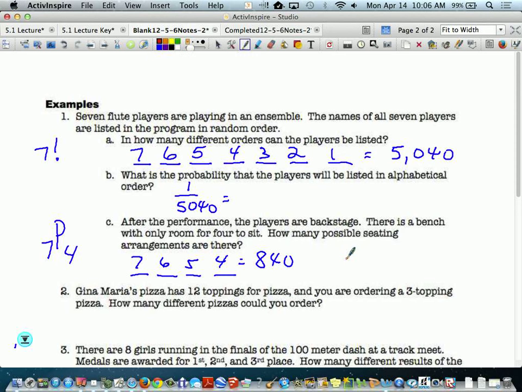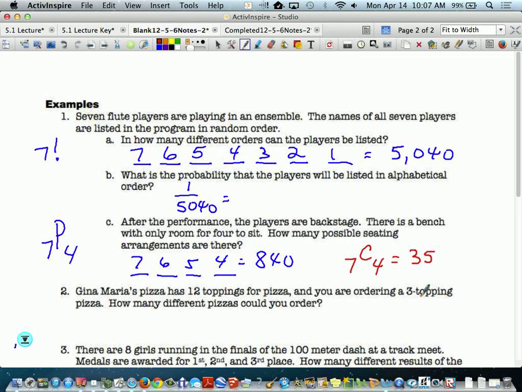Some of you might say 7C4. This implies that I don't care where they're sitting, just put any of the 4 people on the bench. So what do you get there? 35? So we have to read the problems carefully and understand what they are asking us to do.